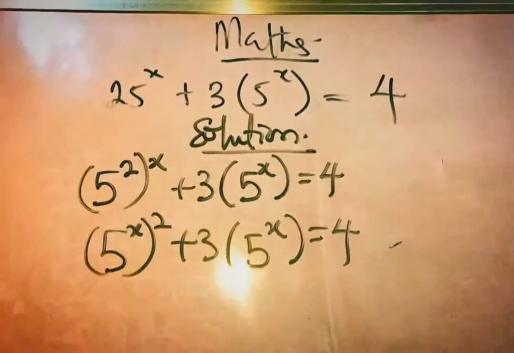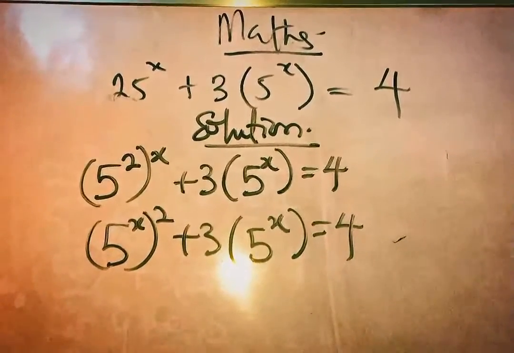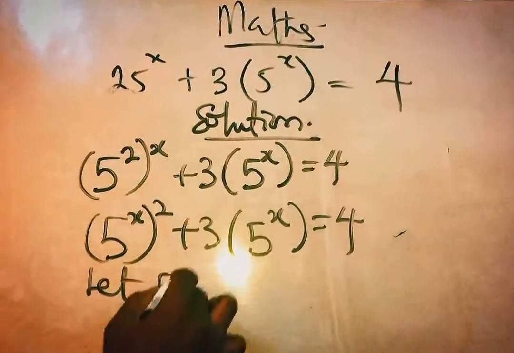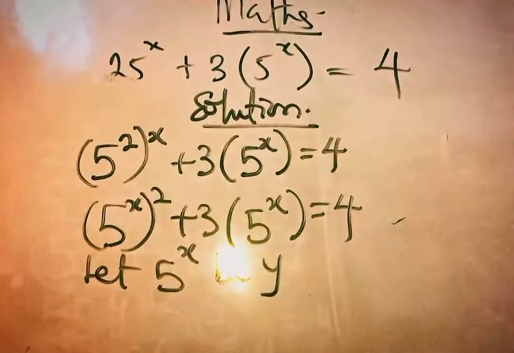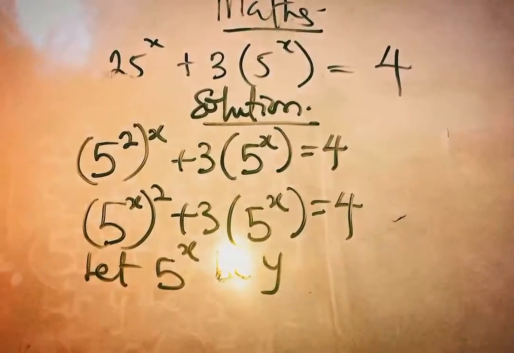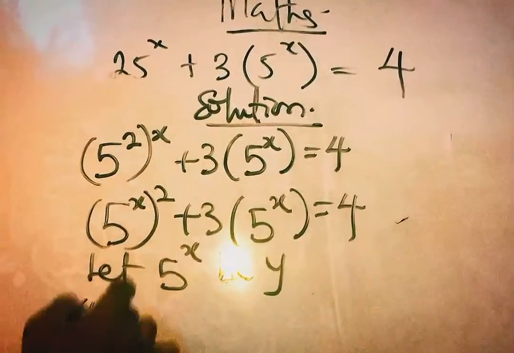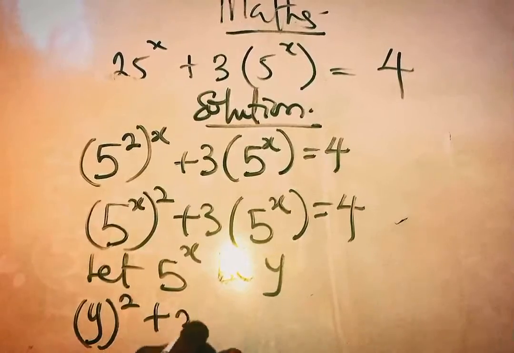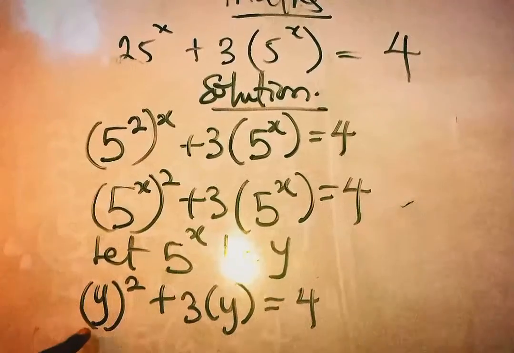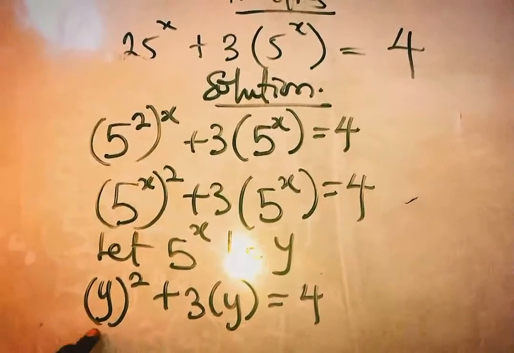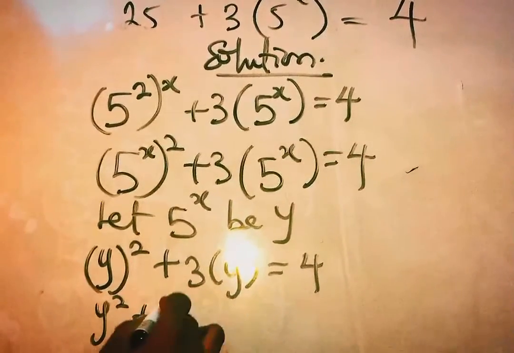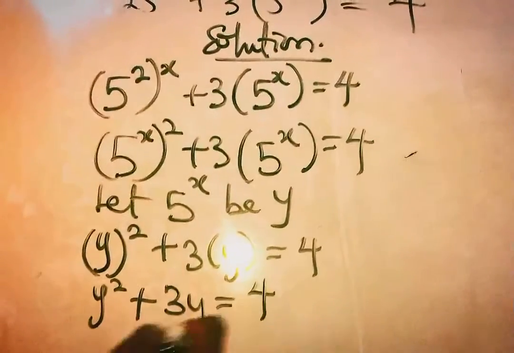So what I'm going to do is use a letter to represent our 5 raised to the power x. So I will say, let 5 raised to the power x be y. Instead of writing 5 raised to the power x, I will use y to represent it. So I will come in this form and say y squared plus 3y is equal to 4. Now I am going to open up the brackets by saying y squared plus 3 times y, which is 3y, is equal to 4.